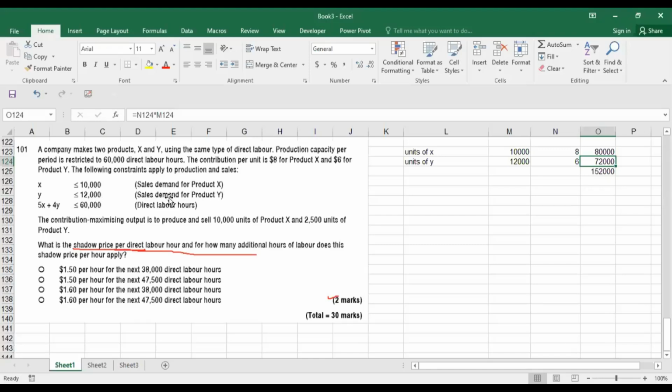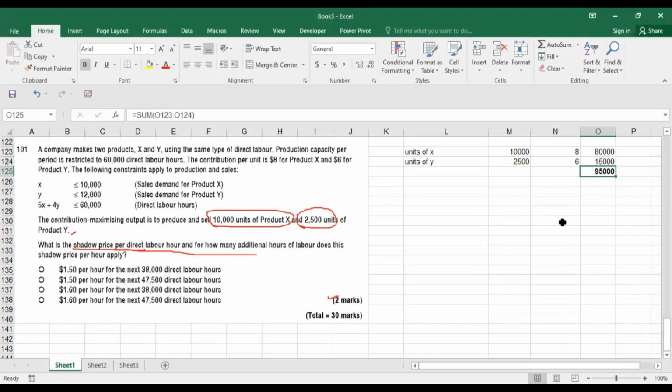12,000. Why sales demand for product? No, it is, oh, sorry. This is 25,000. 2,500. For Y, it is 2,500. For X, it is 10,000. For Y, it is 2,500. So let me put it here. The maximum contribution which we can achieve, our contribution here until the original condition, it is 95,000.